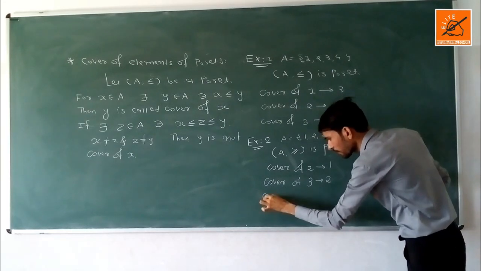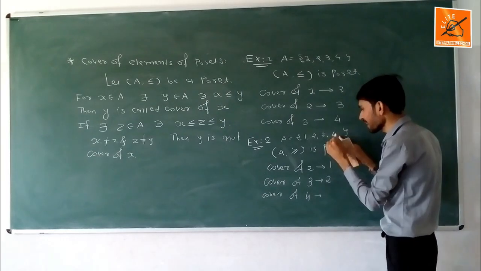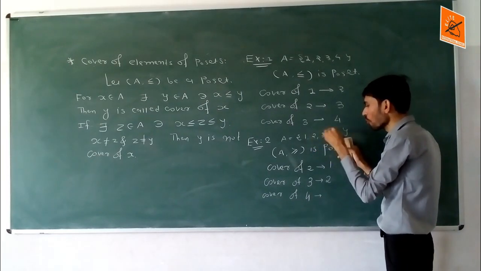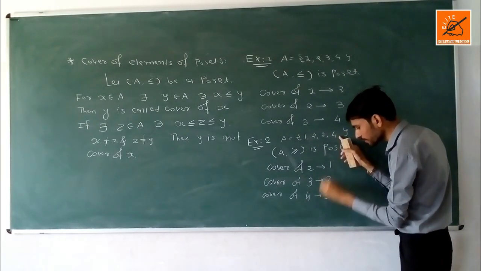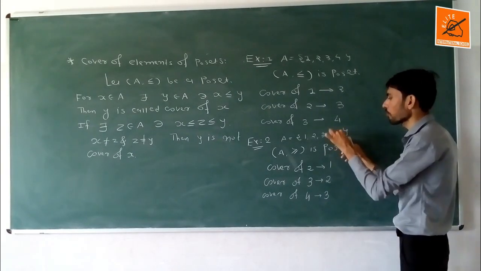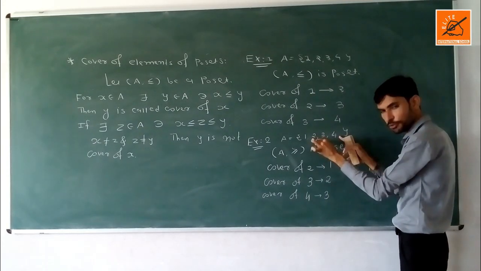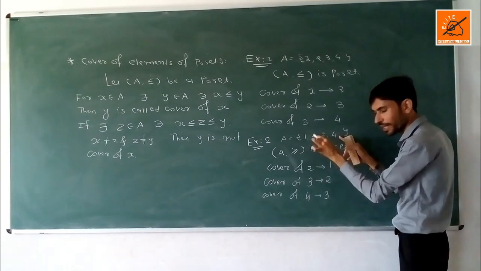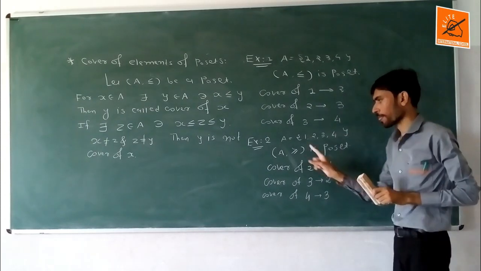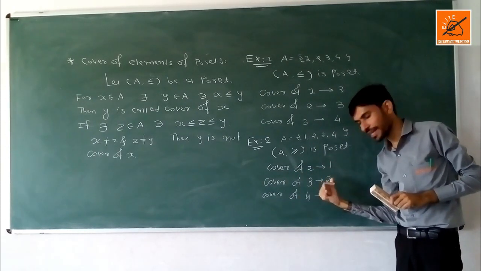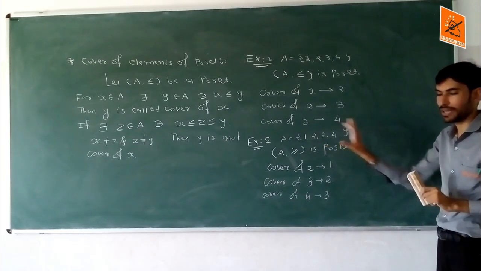Now to find the cover of the last element 4. 4 is greater than or equal to 3, 4 is greater than or equal to 2, 4 is greater than or equal to 1. But 4 is directly related only with 3. Now see, 4 is related with 2 and 4 is related with 1, but via 3. There exists element 3 between 4 and 2. So 2 and 1 are not covers of 4. So cover of 2 is 1, cover of 3 is 2, and cover of 4 is 3. So this is the second example related to the cover of elements of the set.